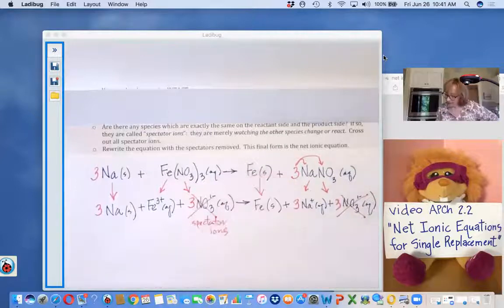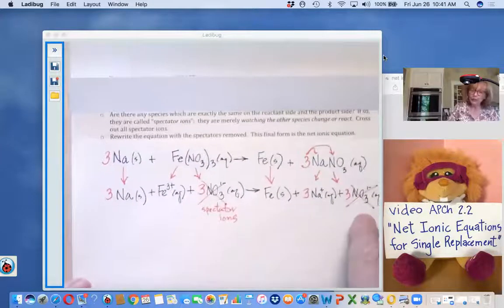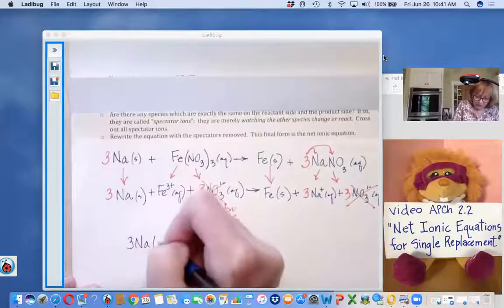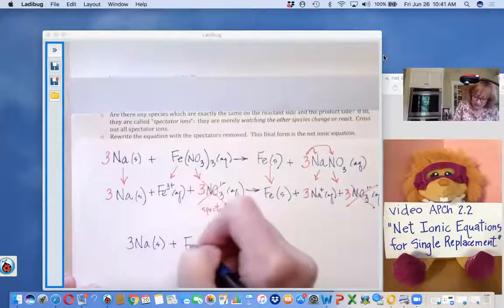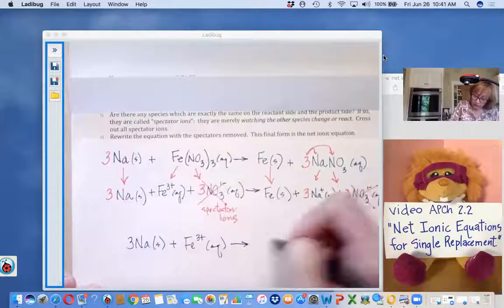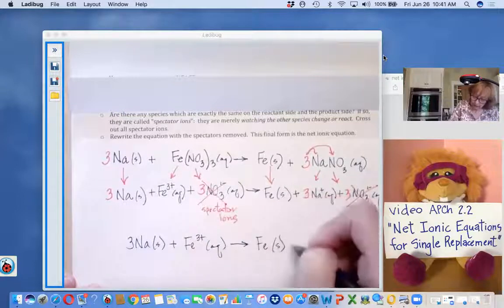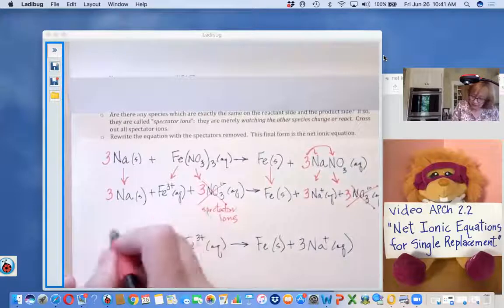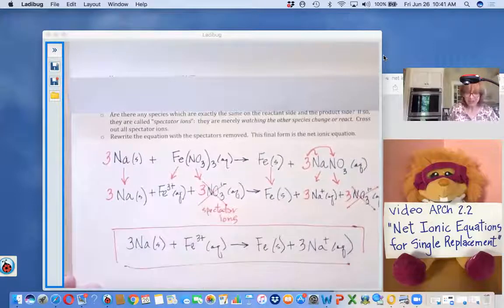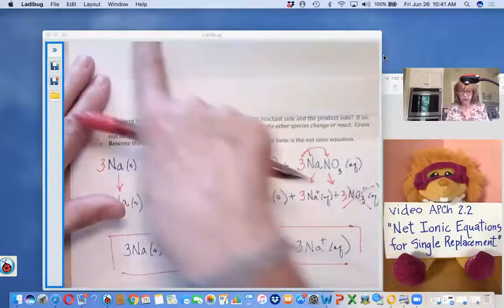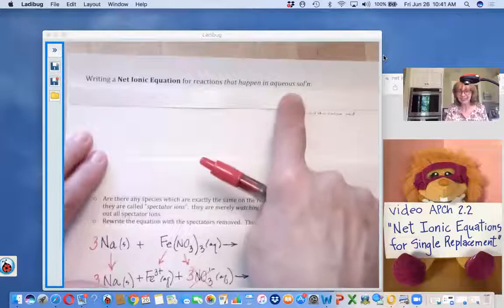And as we write the net ionic equation, we simply remove those. They're in there. It's just that they're not doing anything. They're not changing in any way in the course of this single replacement reaction. So we just take them out of the picture. It just kind of cleans things up. And this is the net ionic equation for the single replacement reaction that happened in solution.